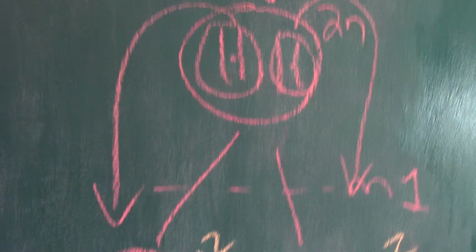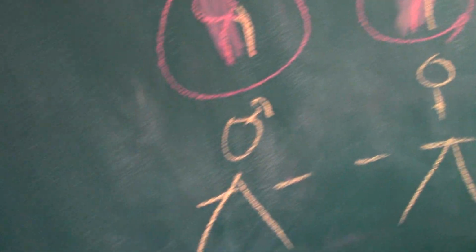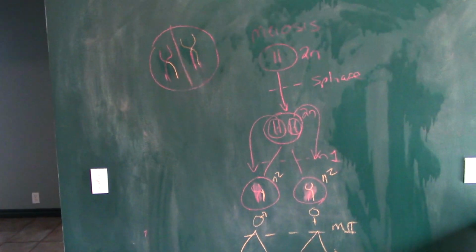Then the second division happens, and this would be meiosis 2. And then you end up with haploid gametes, and these are all haploid. And that will make your sperm and egg cells. So that's what happens with meiosis.